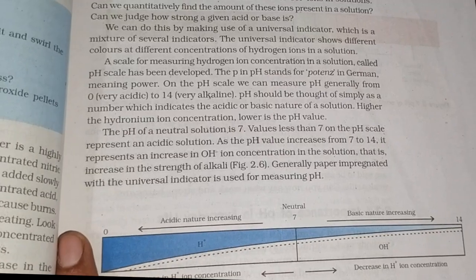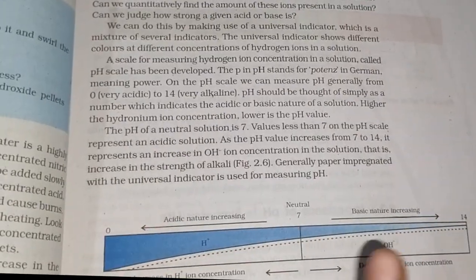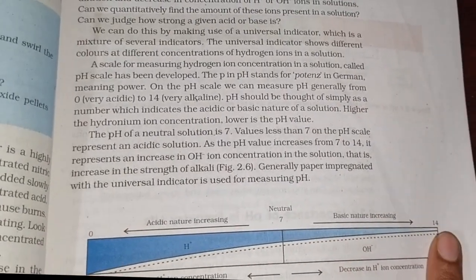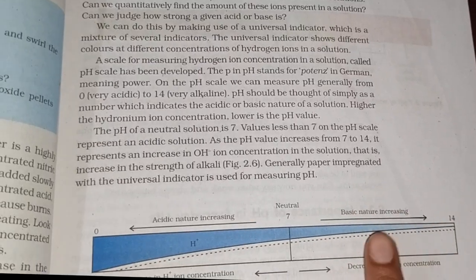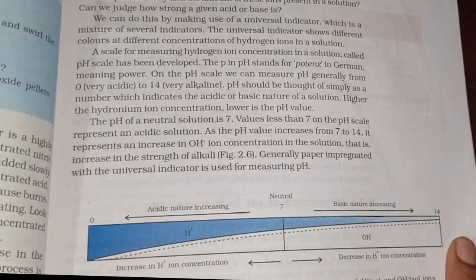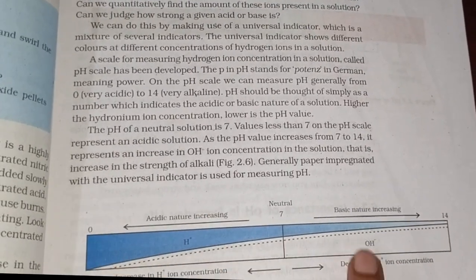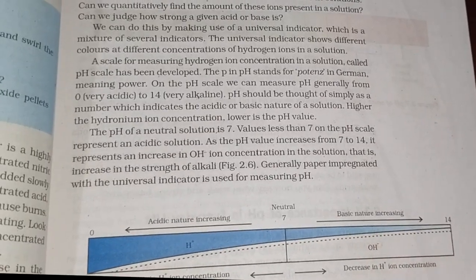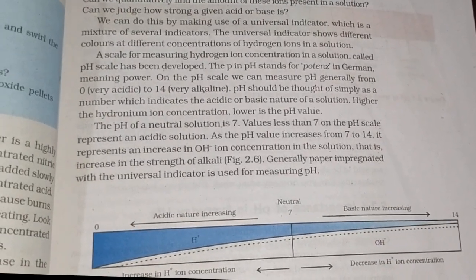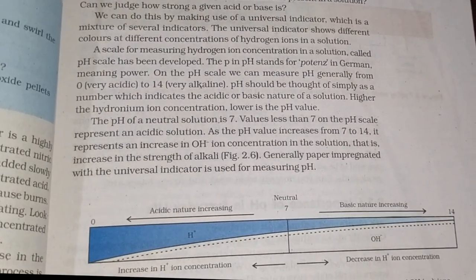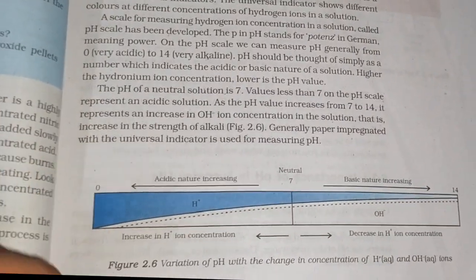A value less than 7 on the pH scale represents acidic. A pH value increasing from 7 to 14 represents an increase in OH minus, so it is basic. Increase in H plus, or increase in OH minus. Generally, paper impregnated with the universal indicator is used for measuring pH. So let's see.